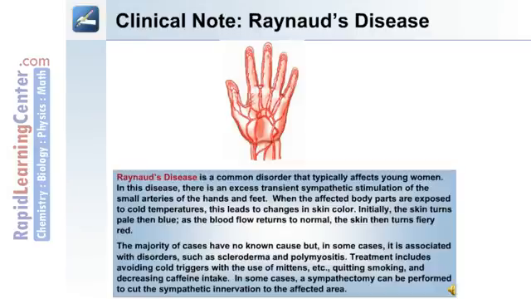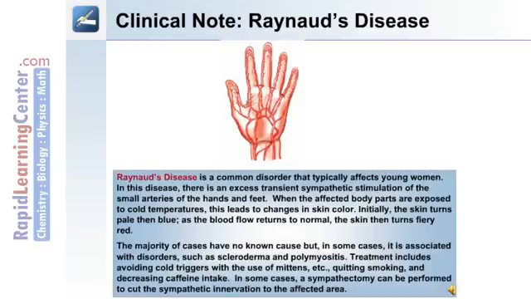The following is a clinical note on Raynaud's disease. Raynaud's disease is a disorder that typically affects young women. And in this disease, there's an excess transient sympathetic stimulation of small arteries in the hands or feet. When the affected body parts are exposed to cold temperatures, this leads to changes in skin color. Initially, the skin turns pale, then blue. As the blood flow returns to normal, the skin turns a fiery red.